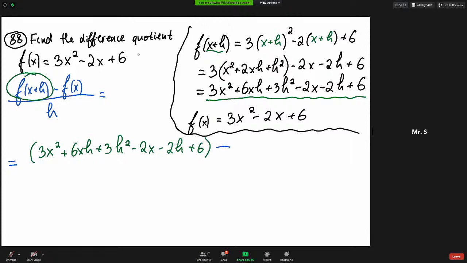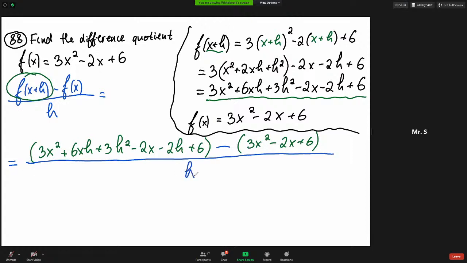And then I have my f of x minus f of x, which is 3x squared minus 2x plus 6. And all that is divided by h. So that's what my difference quotient looks like.